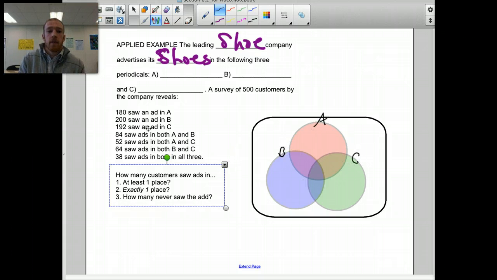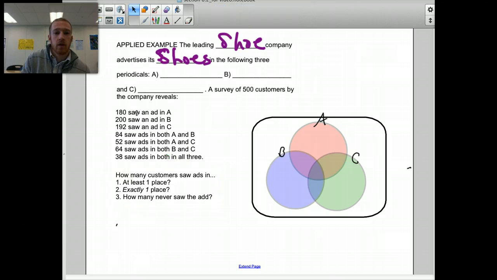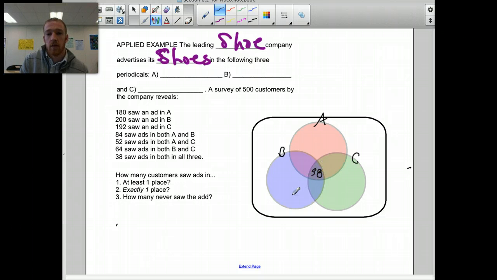All right, so when I want to figure out the numbers in each of the various regions, I actually have 1, 2, 3, 4, 5, 6, 7 different regions. I need to start with the intersection of everything. So it says 33 saw ads in all 3 magazines, so 38. So that's going to be a 38.